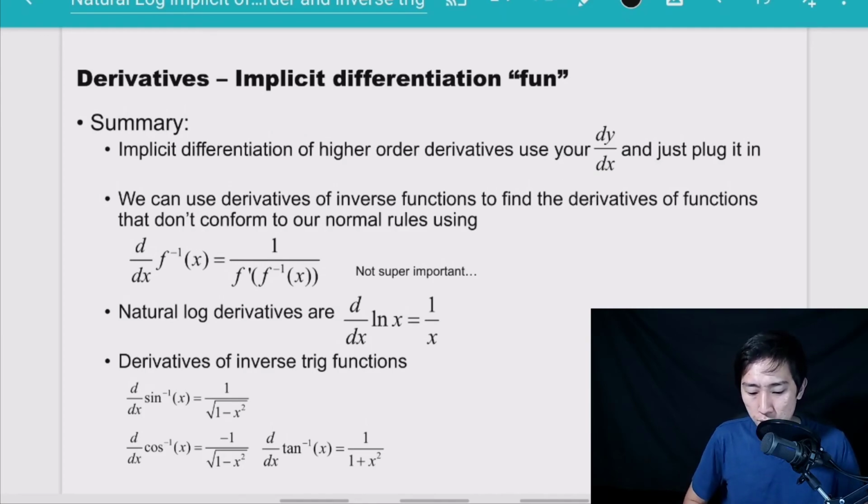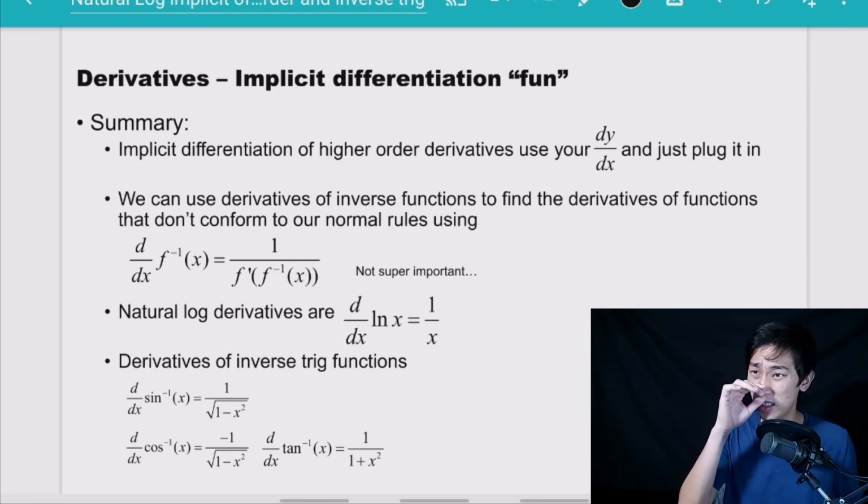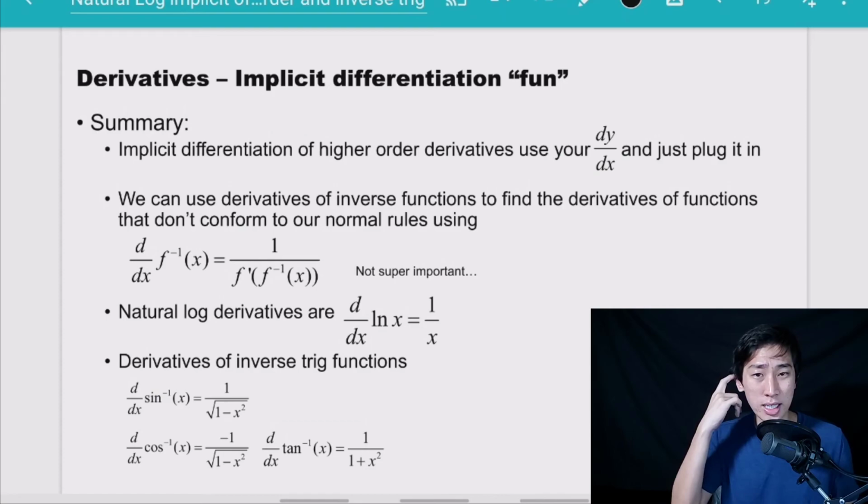Next, you can use derivatives of inverse functions to find the derivatives of functions that don't conform to our normal rules. So we can say, if I don't know how to find the derivative of this function, but the inverse function is easy to find the derivative of, then we can use this rule over here. Again, it's not super important that you know this. It's more of a tool that we use as math teachers and mathematicians in order to find new rules, rather than AP Calc students who are trying to mechanically do this a lot more.